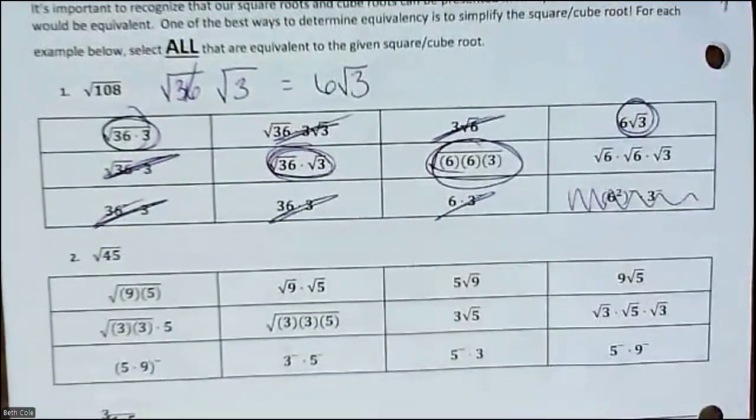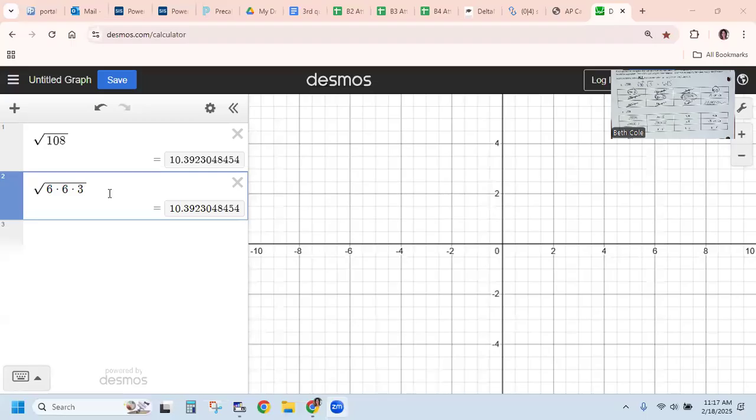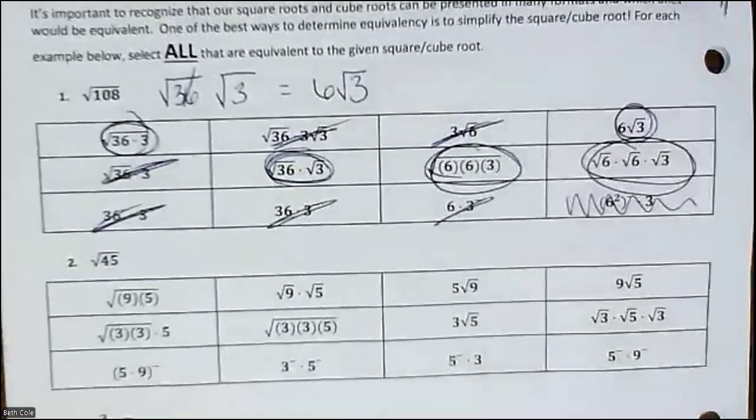And then let me type this one. The last one that we didn't check yet. So it's square root of 6 times square root of 6 times square root of 3. Did that come out to the same thing? Yep, so we want that one. Let's do the last one.